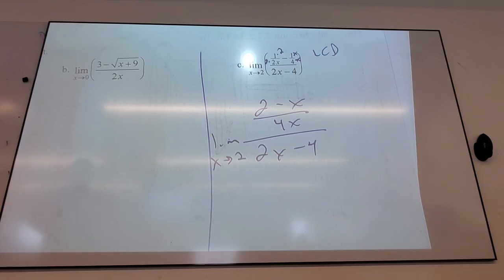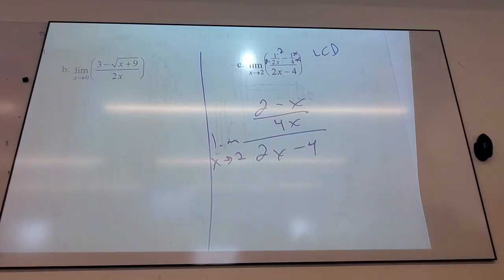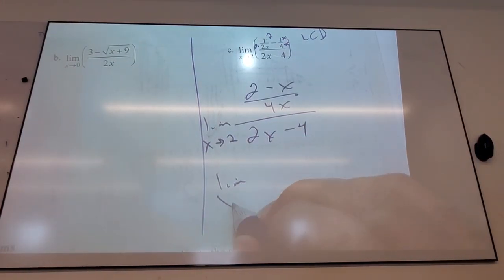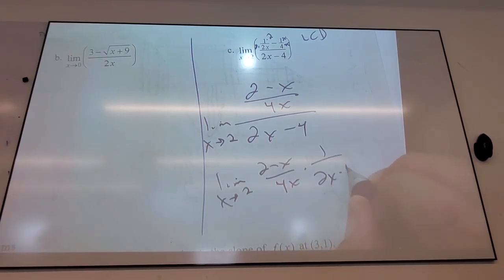Okay. What do I do now? Go team! We did it. We put the top. We made one big fraction, and now it looks worse. Thanks, Jeff. But what can I do now? I got a fraction divided by stuff. How do I do that? How do I divide fractions? Multiply by our number bar. Yes. So this will be 2 minus x over 4x times 1 over 2x minus 4.